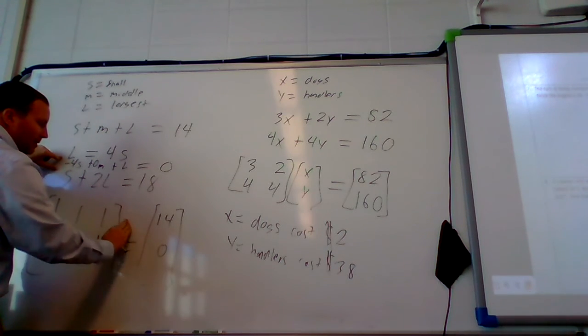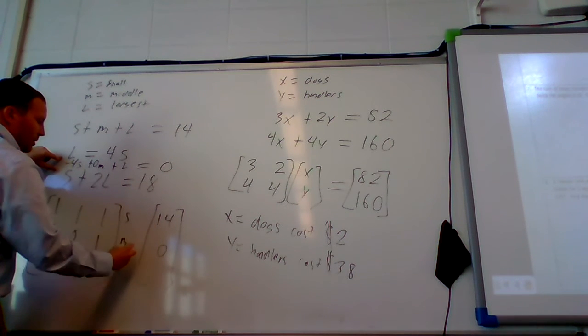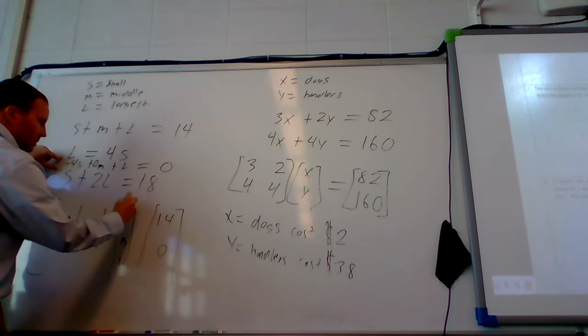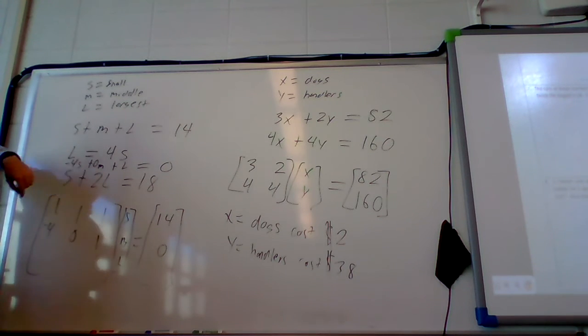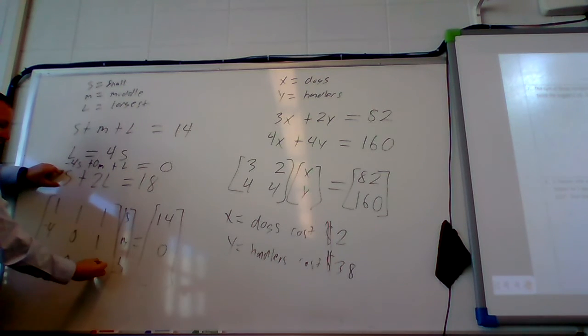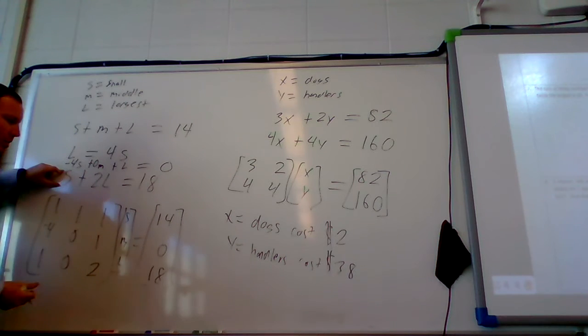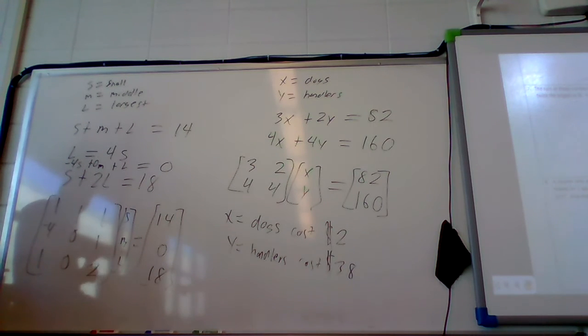I guess I do have that S, M, and L matrix. Okay. And then for the last one, I've got 1 on the small, again 0 on the middle, and 2 for the largest is equal to 18. So there's my matrix equation set up.